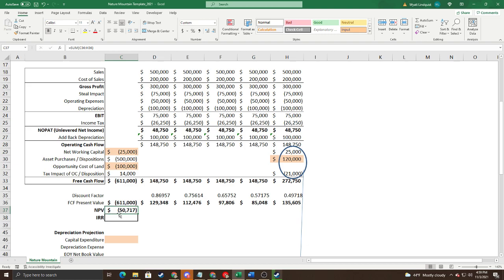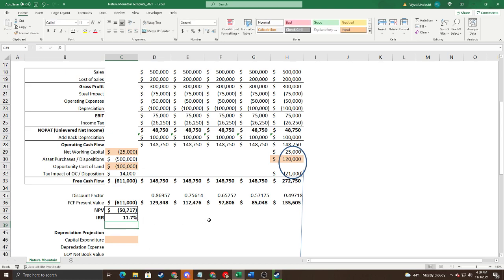Negative 50,717. So not a positive NPV, and that's kind of a problem, but we'll work on that later. So then our internal rate of return will just be up here, and we get 11.7%.